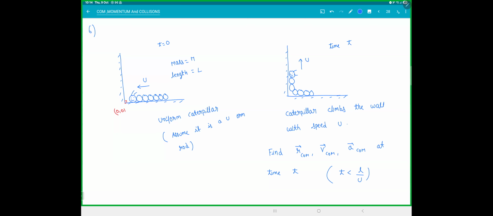For t greater than L by u, the caterpillar will completely climb the wall. It just goes straight on the y-axis. So we are talking about an intermediate stage. I hope the picture is clear. Must have seen caterpillar multiple times doing this. Let's find the center of mass of the caterpillar at time t. Let's see how you handle this.